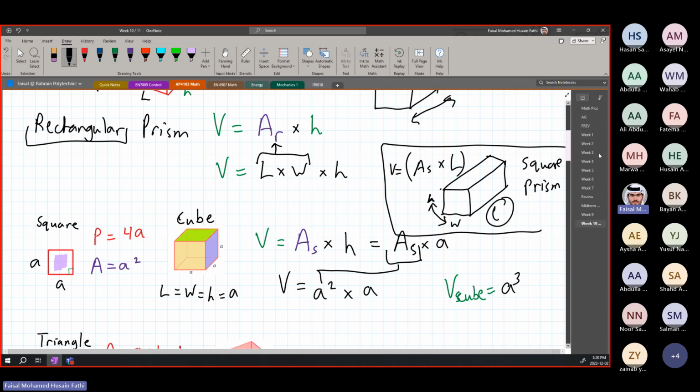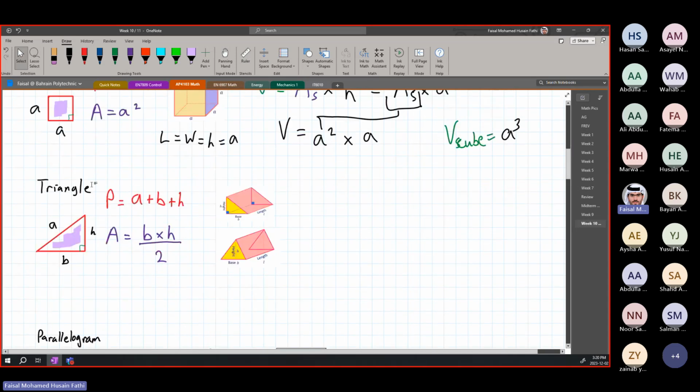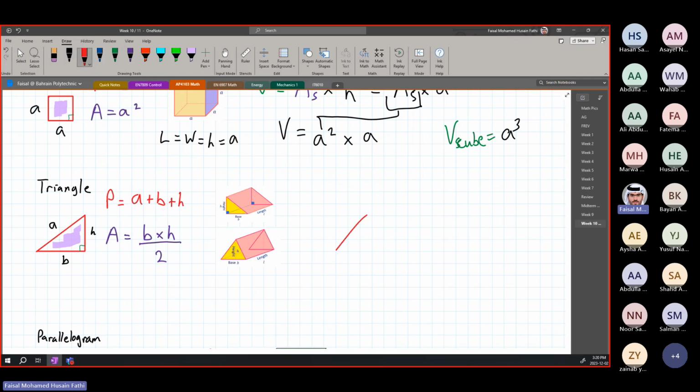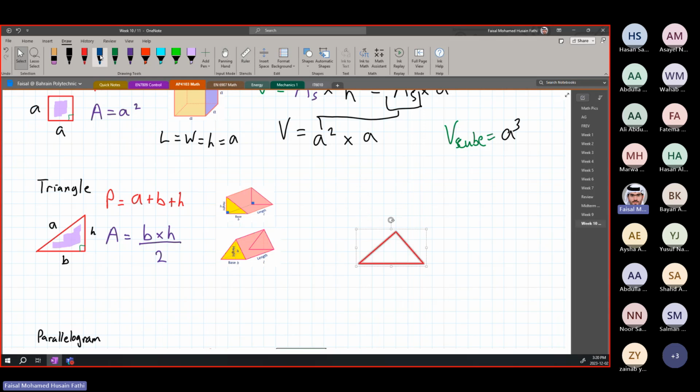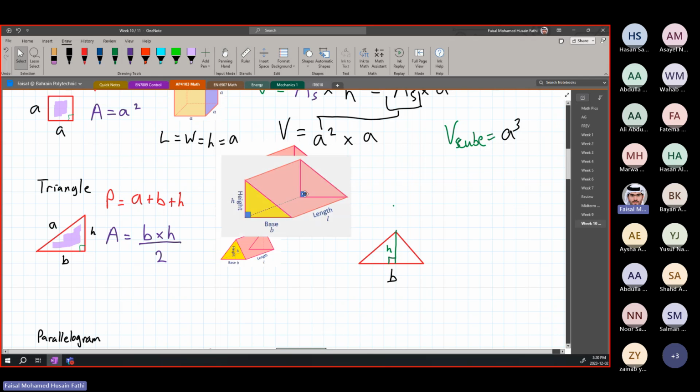Okay. Moving on to a triangle. So remember, we have two different types of triangles. We have the area of the triangle, which is just a right triangle, or we could have a triangle in this shape, where the perpendicular height is in the middle. So this is the perpendicular height over here, and this is the base at the bottom. Okay. So we have two different shapes. Again, the concept is exactly the same thing. So let's look at them separately. Let's move this over here.